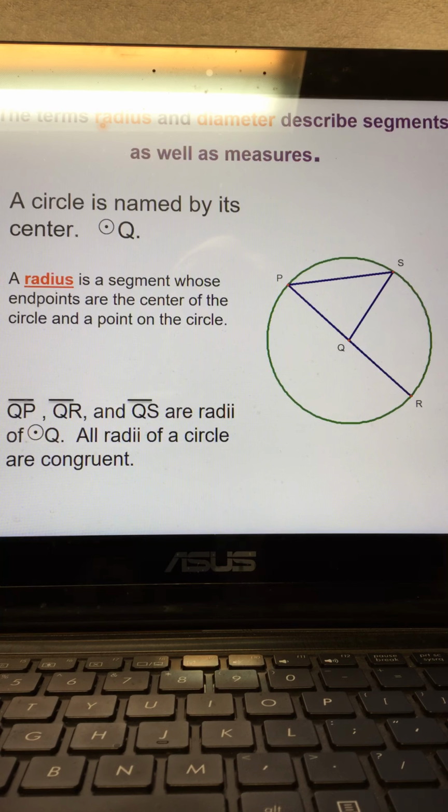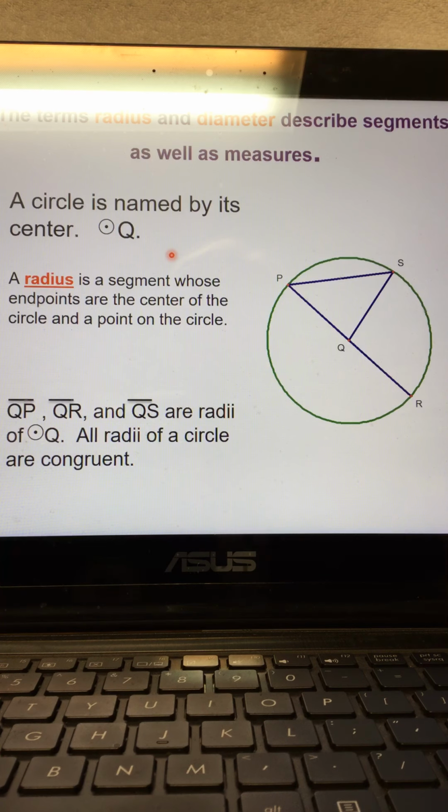When we were doing area and circumference, radius and diameter meant the measurement of the length of the segments, but radius and diameter can also describe segments. So I want to talk about one thing before we talk about radius. A circle is named by its center. So if I want to name a circle, I use a circle symbol with the center located, and then the name of the point that is the center is used to name the circle. So this circle has a center at point Q, so we'd write this symbol Q, and we would read this as circle Q.